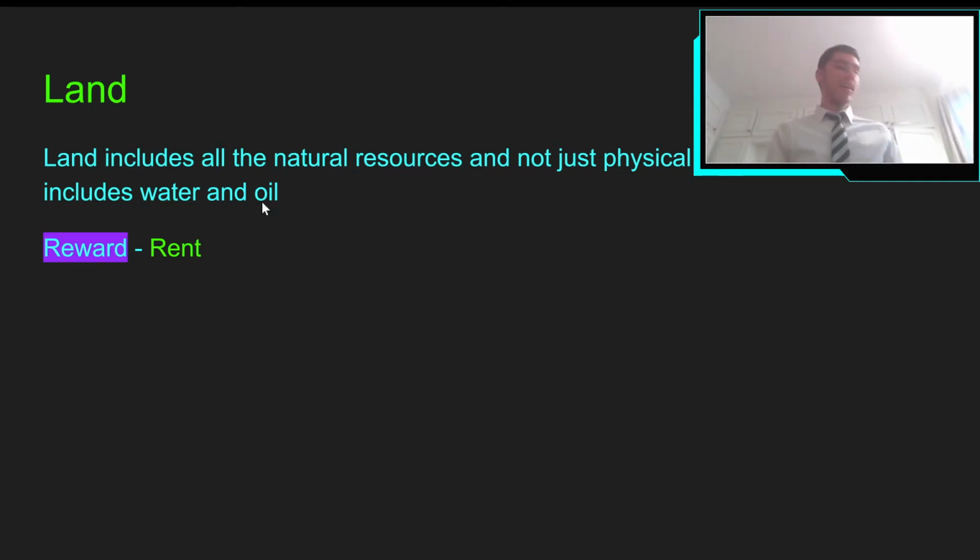Suppose you have a land, like an actual physical land. You give it to someone else for temporary use. What would you get in return? Rent. He would have to pay for it, right? This is what land is. That's all you need to know about land. Just make sure that you don't just see it as the physical land. It includes natural resources as well.